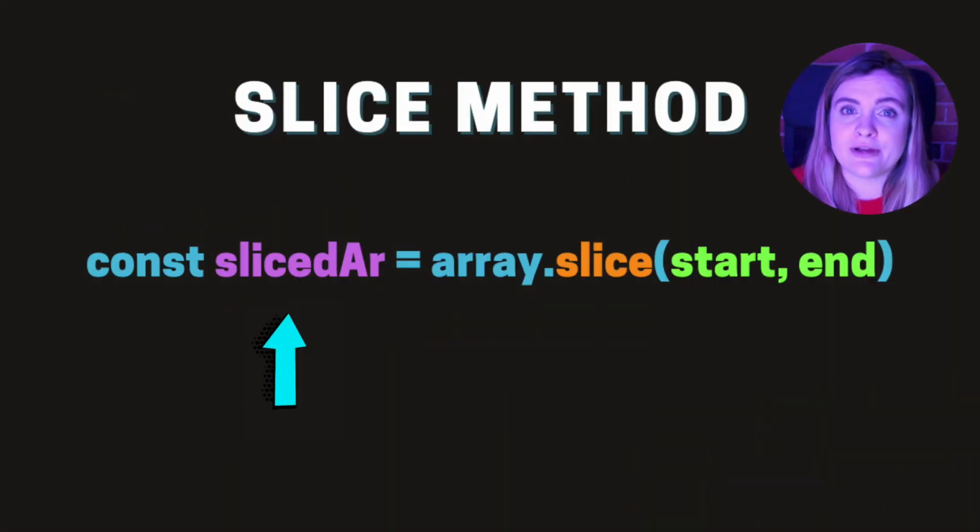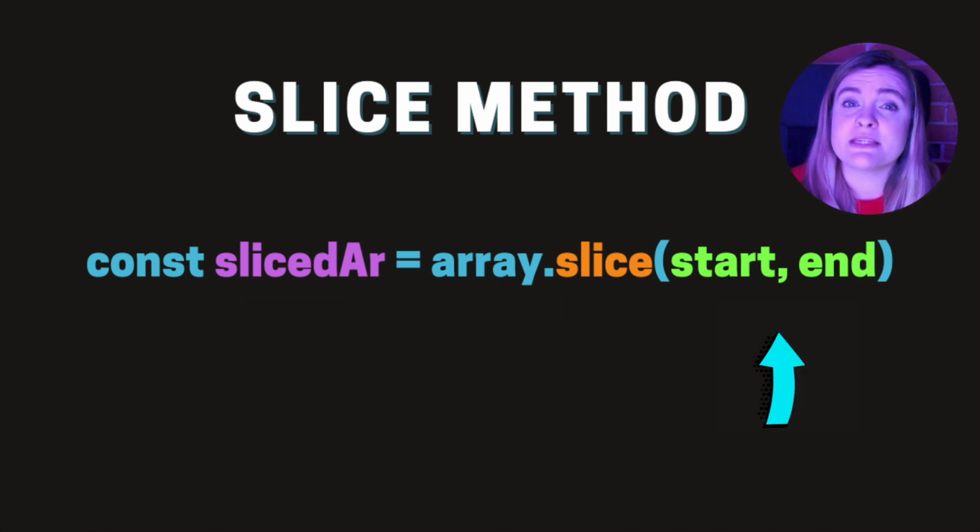This is the new array created. This is the original array. This is the call to the array method itself. And this is the space for the optional params, start and end index.